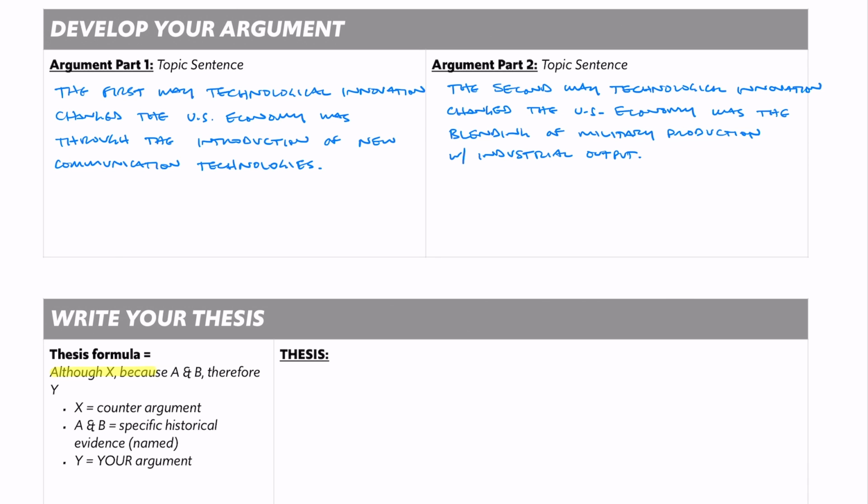Okay, and so now that I've got the broad categories of how I'm going to argue this, now I want to sit down and write my thesis. And remember your thesis formula, although X because A and B, therefore Y. X is your counter argument, A and B is specific historical evidence, and Y is your argument. And remember, this is an evaluate the extent to which kind of question, and so I need to weigh certain options and understand how things continued and how things changed, and so that's what I want to reflect in my thesis to make it a complex thesis, and therefore hopefully a complex essay.